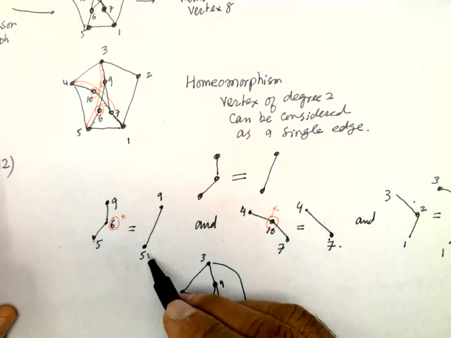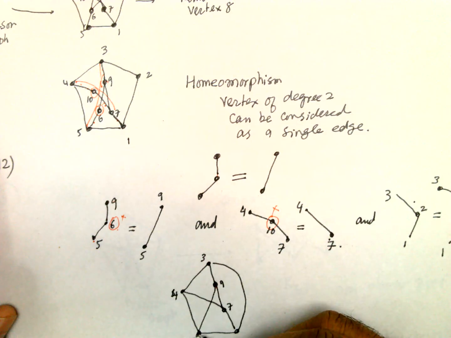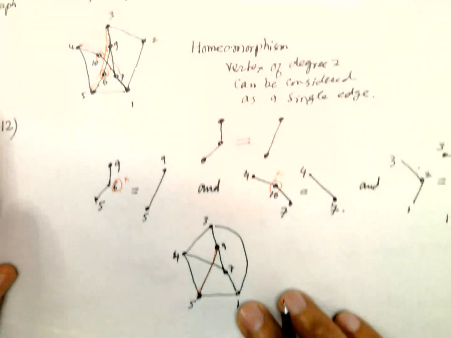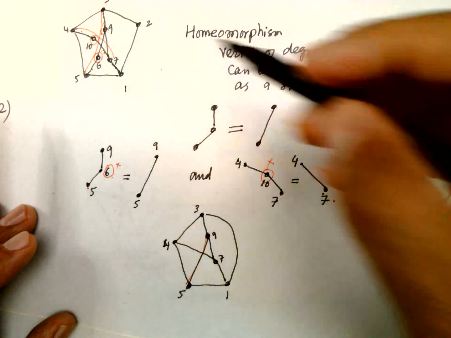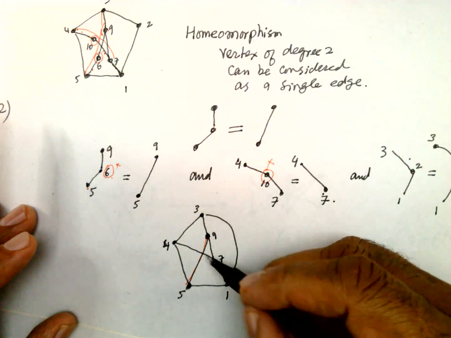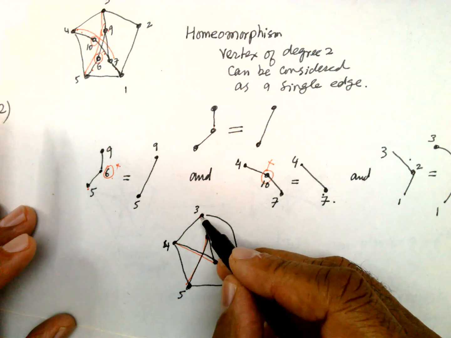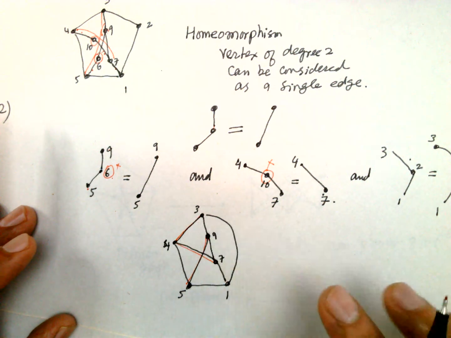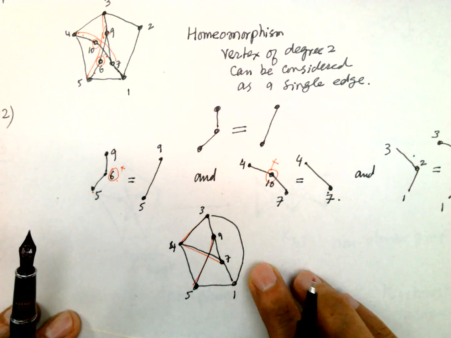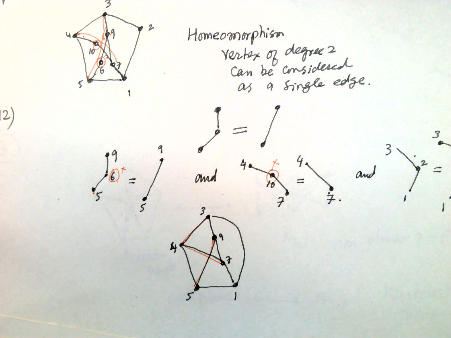So if this is gone, so 9 and 5, so 9 to 5, this one is a new edge. If 10 is gone, so 4 to 7. So 4 to 7, this is a new edge. So we have a graph, this one. This is very important to know. From this one, we can shift this one to K6 or K33 graph.